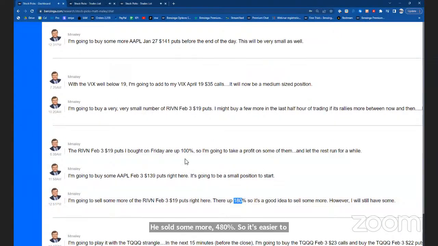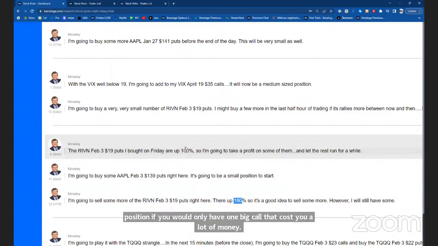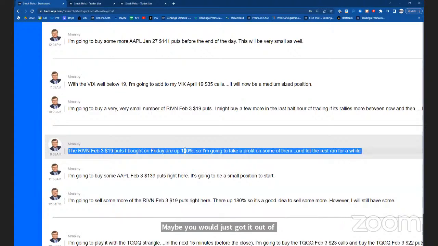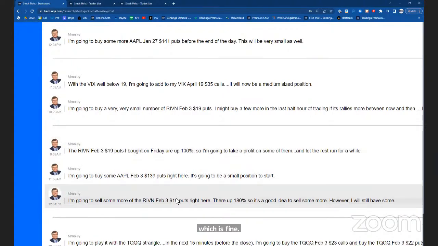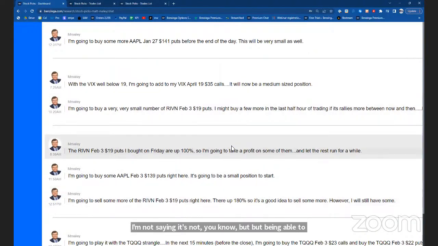If you only had one big call that cost you a lot of money, maybe you would have just gotten out at 100, right? Which is fine, I'm not saying it's not. But being able to manage the trade with smaller contracts really does help you out as a trader.